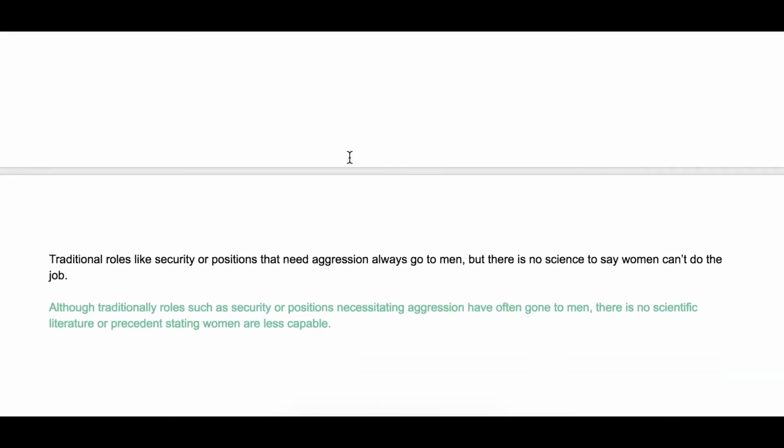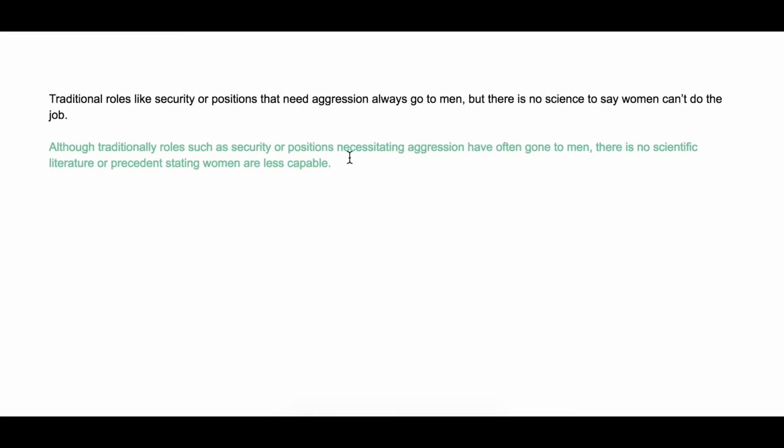So let's move on to the next sentence. "Traditional roles like security or positions that need aggression always go to men, but there's no science to say women can't do the job." I think I changed this in the other one actually, anyway.